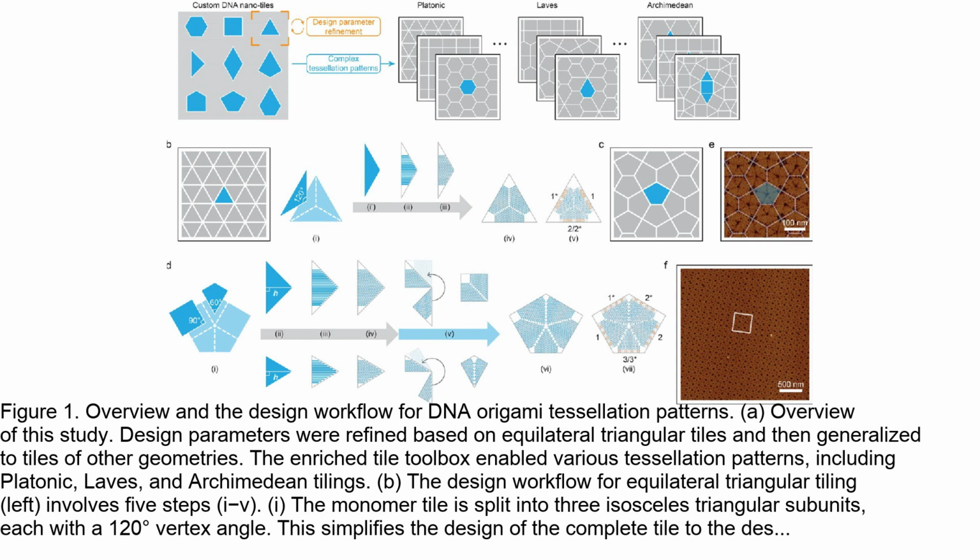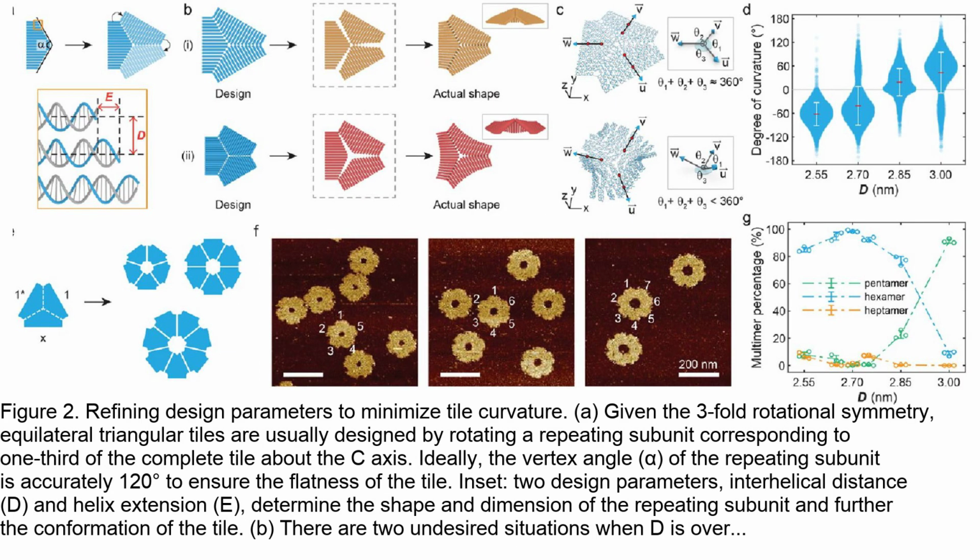The methods described in this figure are applicable to various tile geometries and can be used to construct tessellation patterns with different symmetries and complexities. Figure 2 in the paper describes the refinement of design parameters to minimize tile curvature in the DNA origami tessellation system. The figure shows the relationship between the interhelical distance, d, and the curvature of the tiles.